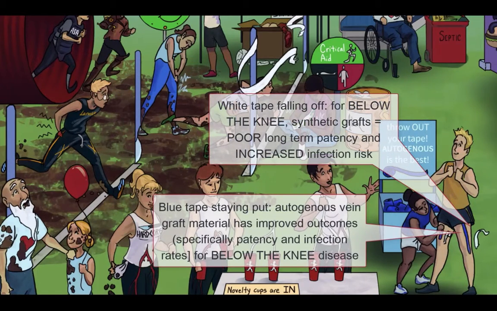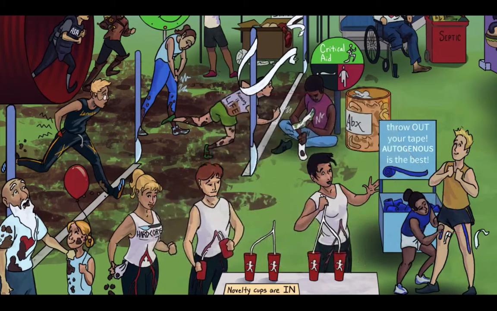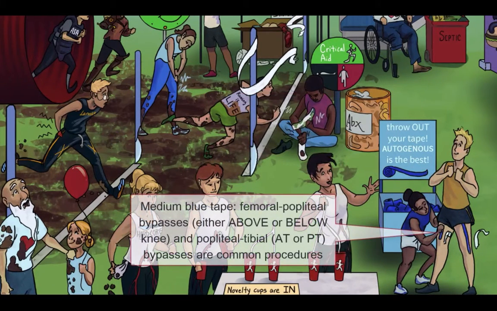Specifically for below the knee disease, autogenous vein is the choice graft material because it has improved long term patency rates and it's also much more resistant to infection. Synthetic grafts should only be used if the use of autogenous vein is not possible for a patient.